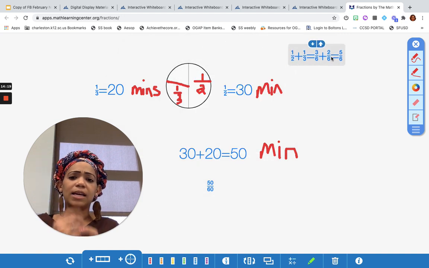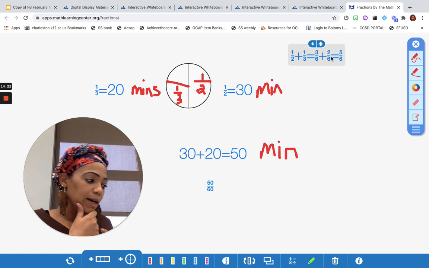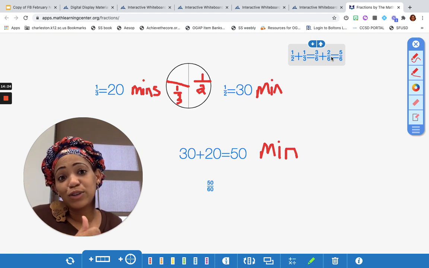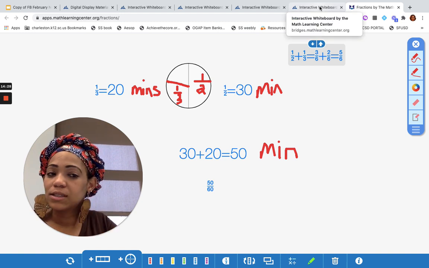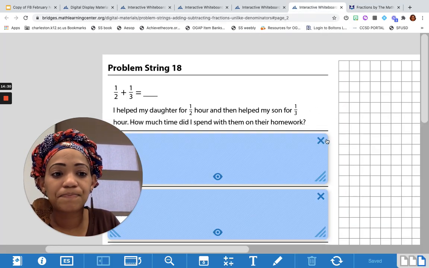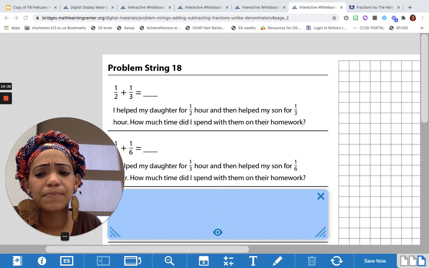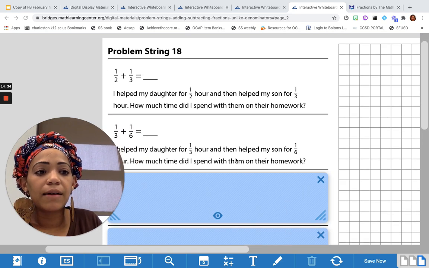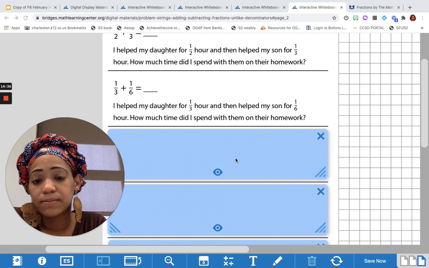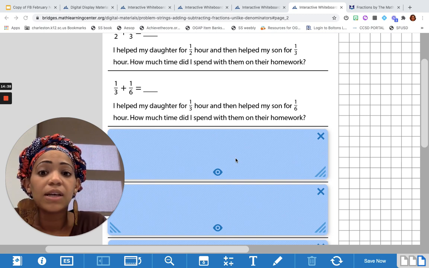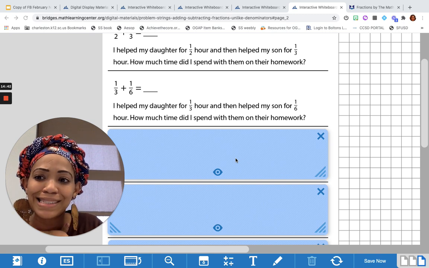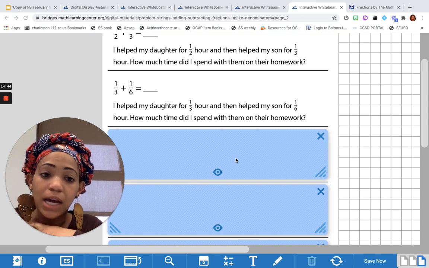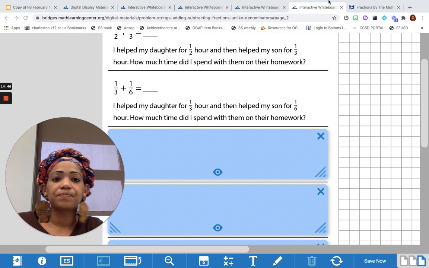Now hopefully I explained that in a way that makes sense to you. If not, we're going to do another one, and maybe it'll start making more sense as we continue working. Let's look at this one. I now have 1/3 plus 1/6. I help my daughter for 1/3 of an hour and then help my son for 1/6 of an hour. How much time did I spend with them on homework?